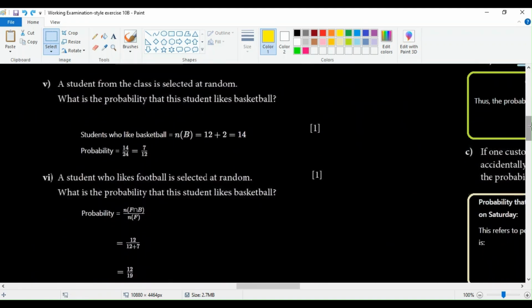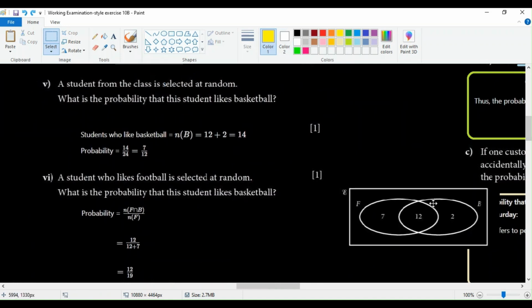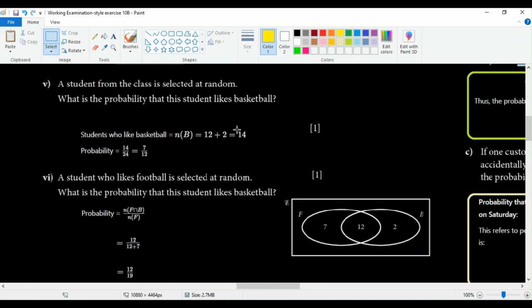Okay, I have run this here so that we can see. Now, a student from the class is selected at random. What is the probability that this student likes basketball? Now, 12 plus 2 is what we are talking about. 12 plus 2 is 14, and 14 out of 24 students are those who are playing it. That means it's going to give you 7 over 12 as the answer for this part of the question.